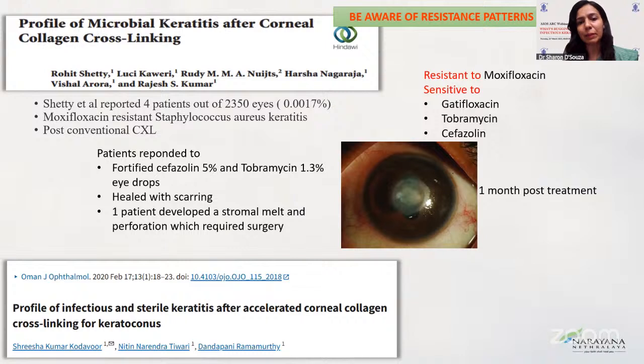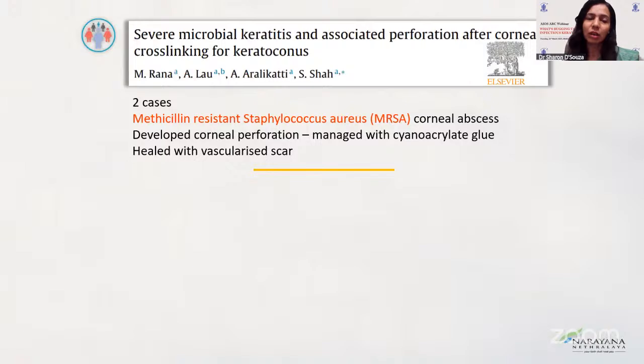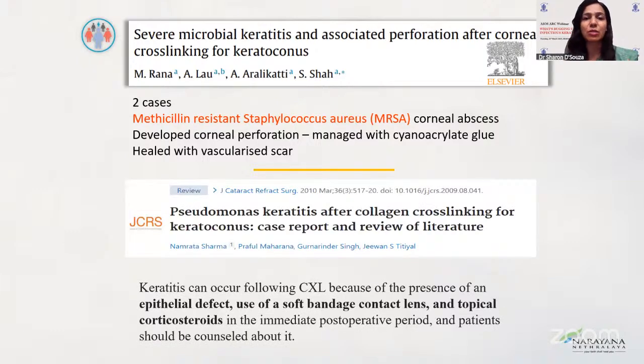And there have been very nice papers from India and abroad which talk about the profile of the infections that we see. Now, to add to our woes, methicillin-resistant Staph aureus has made its way even into these conditions. And there have been cases where it has been an MRSA which has developed a perforation, and this patient may then require a therapeutic PK. And if you see where they're coming from, in their head it was a small procedure, a cross-linking, and they ended up having to have a therapeutic PK. It is really something that we want to avoid as much as possible.